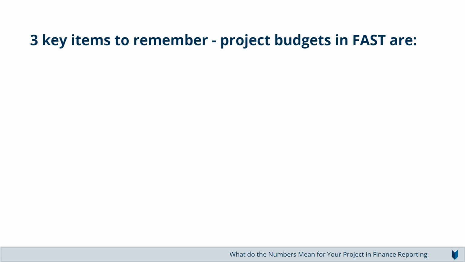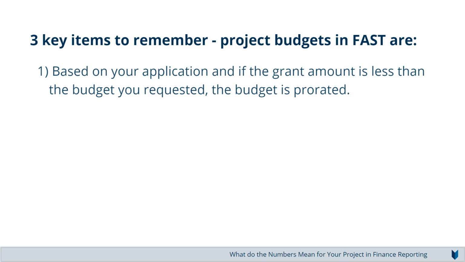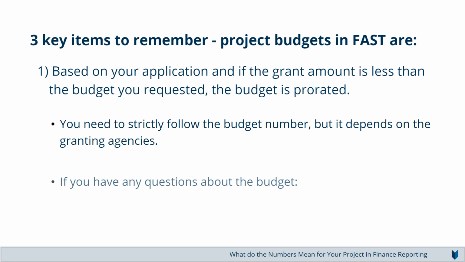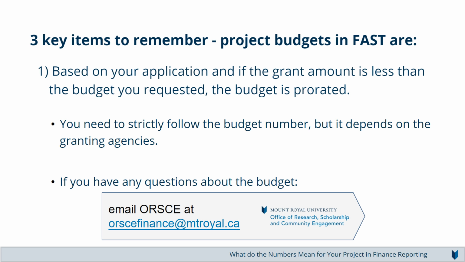For budgets in FAST, there are three key things to remember. First, remember that the budget shown here is entered into FAST based on your application, and it is prorated if the grant amount is less than the budget you requested. It is important that you strictly follow this budget number, but it depends on the granting agencies. If you have any questions about the budget, contact Orsi Finance at orsifinance@mtroyal.ca.